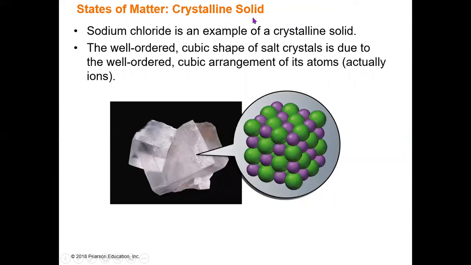State of matter, crystalline solid. Sodium chloride is an example of a crystalline solid. The well-ordered cubic shape of a salt crystal is due to the well-ordered cubic arrangement of its atoms, actually ions. The positive ions are the purple, and the negative ions are the green. In sodium chloride, the purple positive ion is Na1 plus, also called the cations. And the negative ions are the chloride, also called the anions.